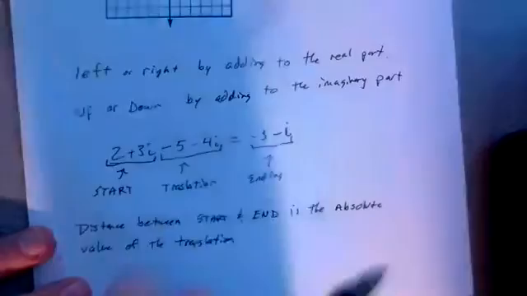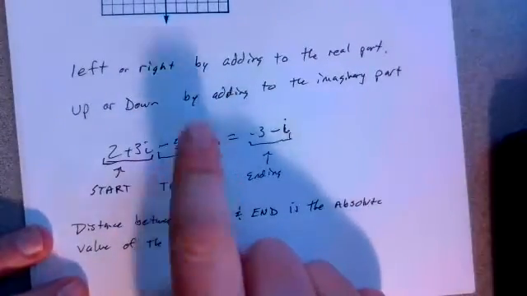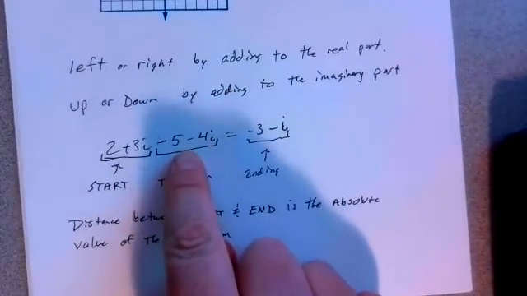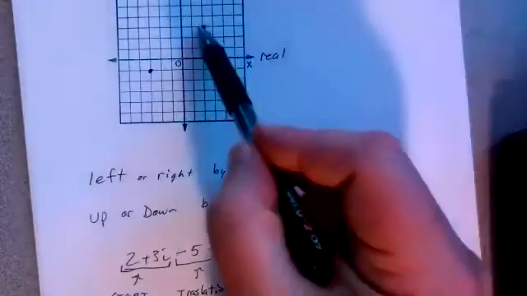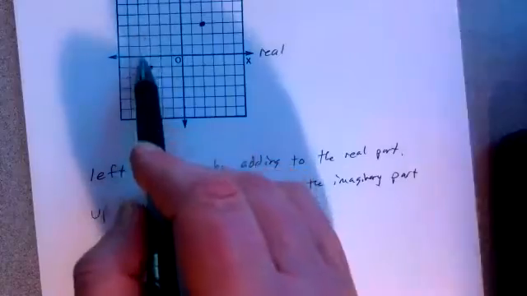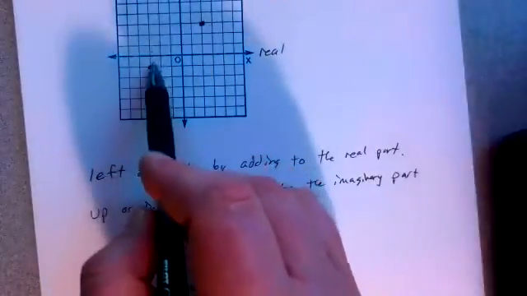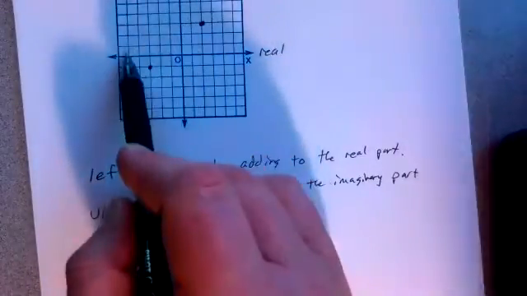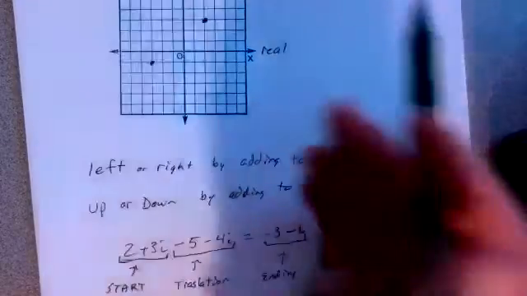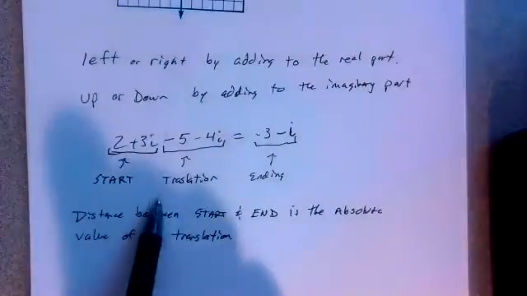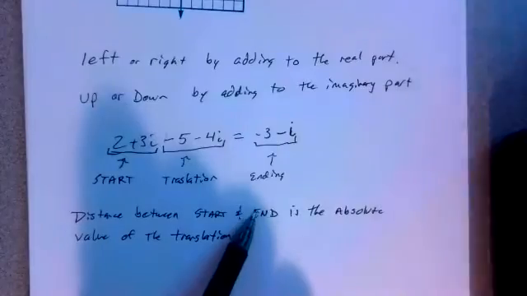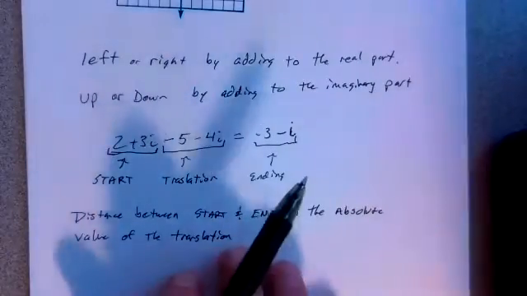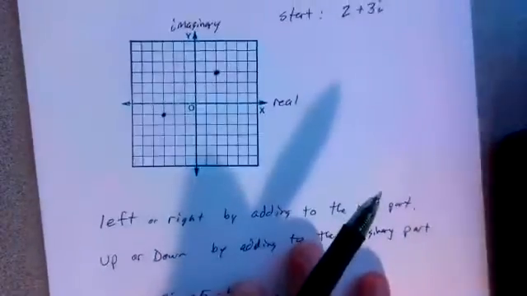So all I'd have to do is take the absolute value of negative 5 minus 4i, and that would tell me the distance between these two. And that should make sense. I could create a right triangle and use Pythagorean's theorem with 5 as a side and 4 as a side to find my c squared, right? So the distance between the starting point and the ending point is the absolute value of the translation. And really, there's not a heck of a whole lot more I could do.